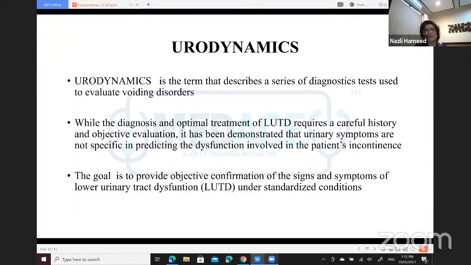So once we have made up our mind by initial evaluation of the patient, which of course includes history and examination, and then these simple maneuvers which I just mentioned, then we select the patients who are subjected to urodynamics. This is a term used to describe a series of diagnostic tests to evaluate voiding disorders. The goal is that we want to give an objective diagnosis to the subjective feelings of the patient, and we want to give it a standardized terminology and standardized diagnosis.